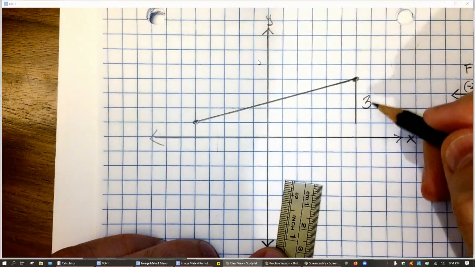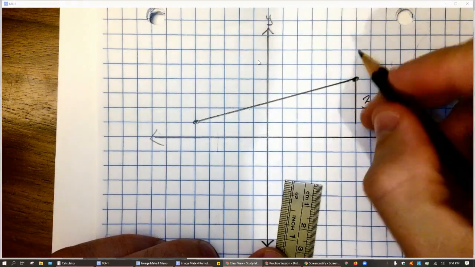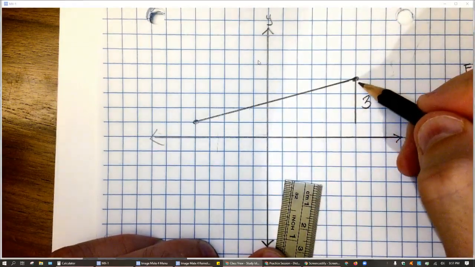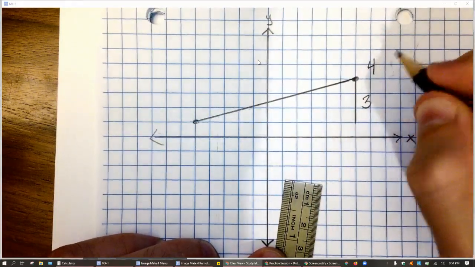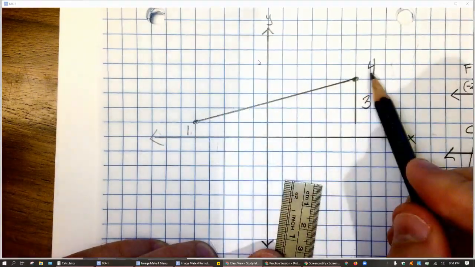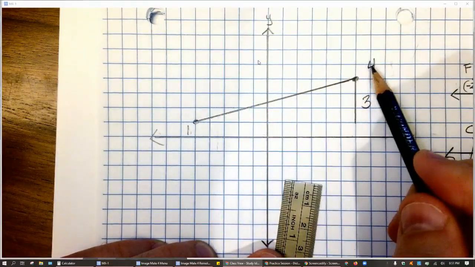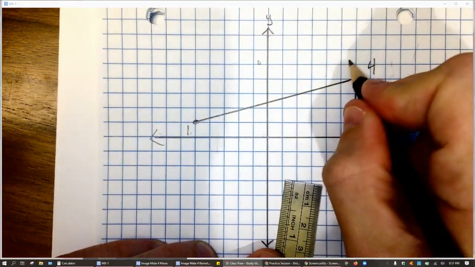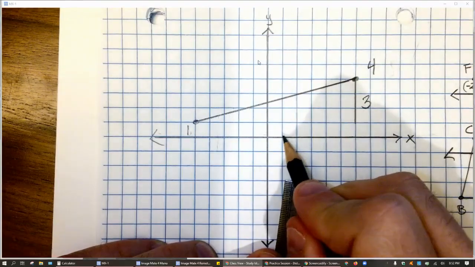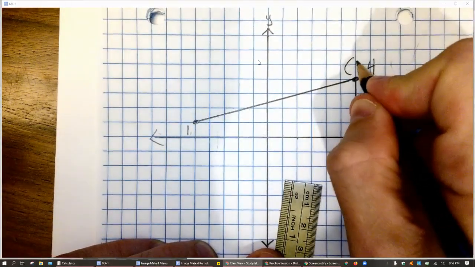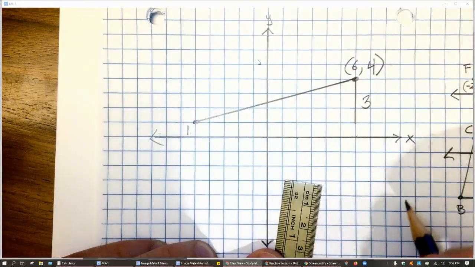But if we think about it, what did I just do? I took the y coordinate for this point, which was 4, and I took the y coordinate for this point, which is 1, and I found the distance between 4 and 1. What is 4 minus 1? And the answer is 3. This point is at the coordinates 1, 2, 3, 4, 5, 6, 4. So this point right here is at 6, 4. So there's the ordered pair, 6, 4.